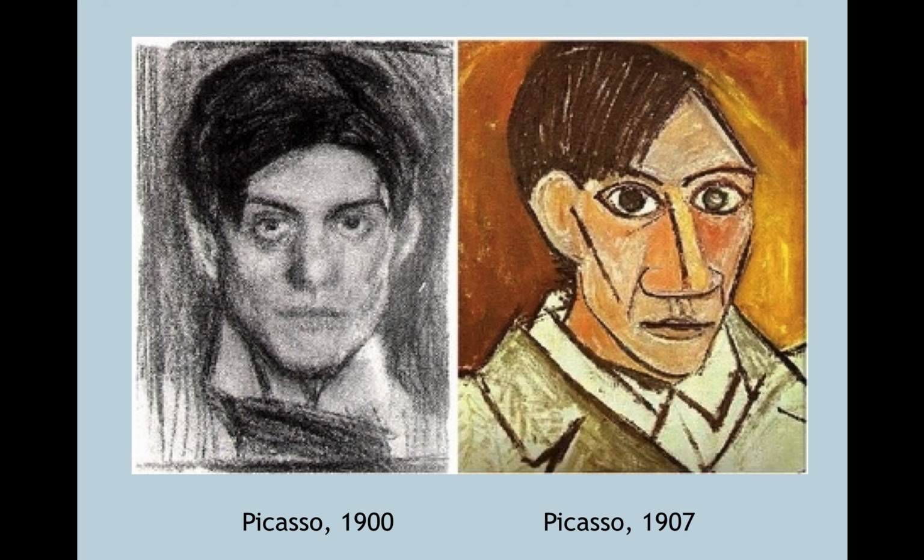Moving on. This is 2 self-portraits done by Picasso. I just wanted to show you. Picasso has many different phases. He went through a lot of different styles. This is Picasso in 1900 to the left. This is Picasso in 1907. Only 7 years. And he didn't just go through many different styles. He went through them quickly.